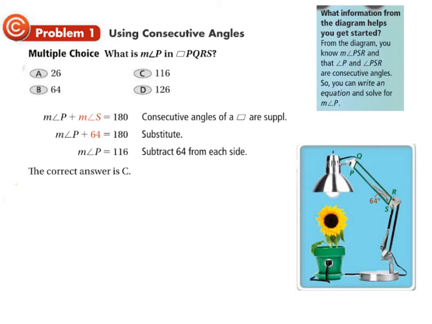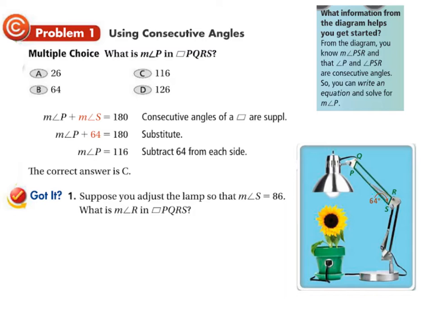Now, suppose you have this got it problem here. You adjust the lamp so that the measure of angle S is 86 degrees. What is the measure of angle R in parallelogram PQRS? You'll find this probably pretty easy, but take a shot before you restart it and check your answer. Okay, so you see that the answer is 94, because 94 plus 86 sums to the 180 that you need.